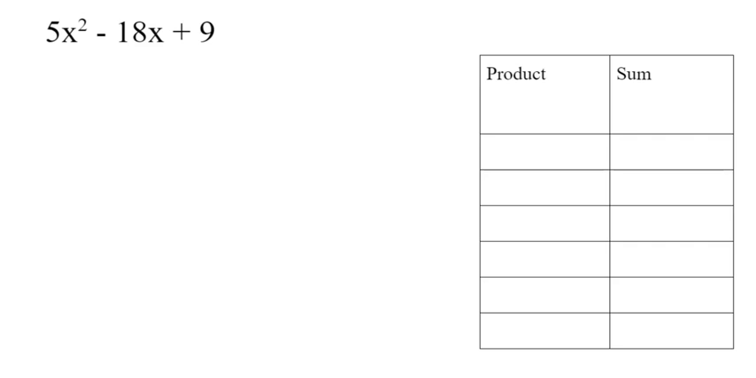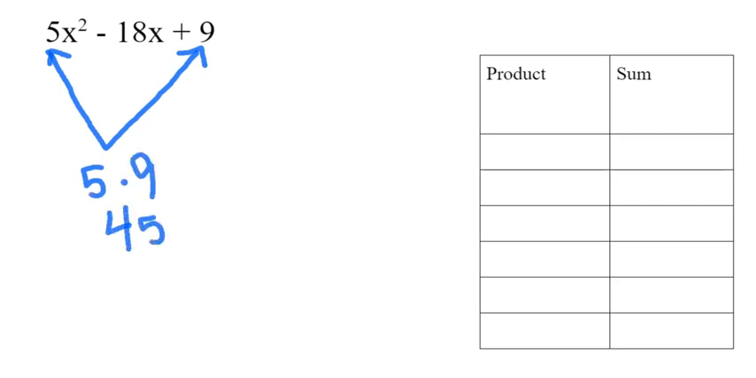So then what we're going to do is look for the product. To find the product, we take the first and the last term, as long as they're all in order. Now we have 5 times 9, and 5 times 9 is 45. So I'm going to put 45 in the product slot. Okay, now I'm going to look for the sum, and the sum is the term that's next to the x. Now remember, there's a minus there, so you have to take that minus with you. So our sum is negative 18.